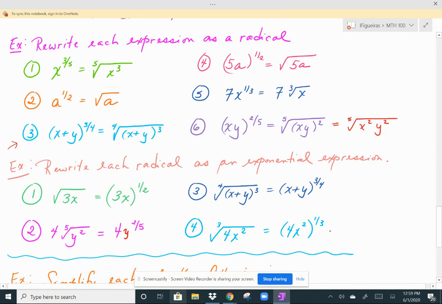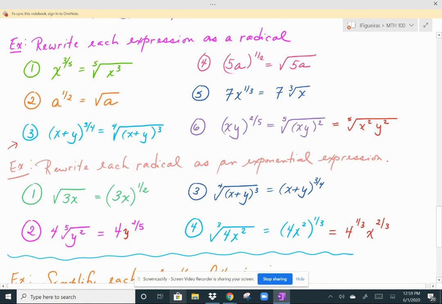This means also the same thing as 4 to the 1/3 and x to the 2/3. So that would be another way to write it. And basically all I did was multiply each exponent by 1/3. Remember, 4 is the same as 4 to the first power, so that's 4 to the 1/3.